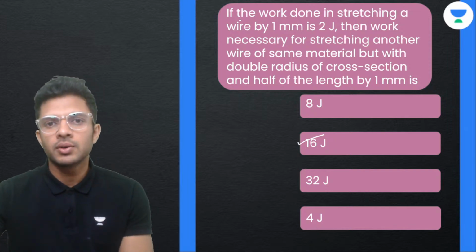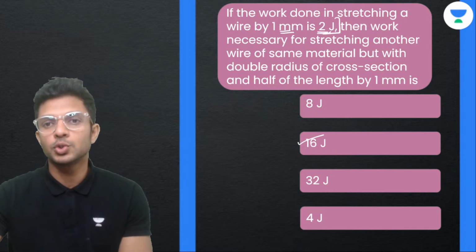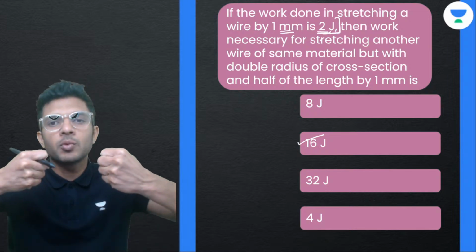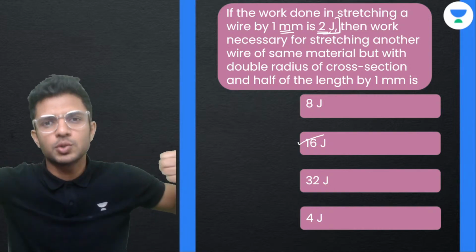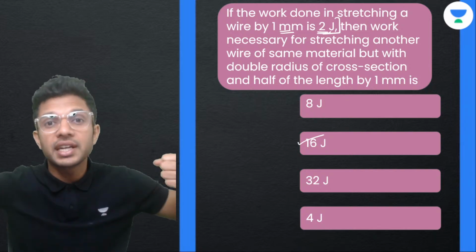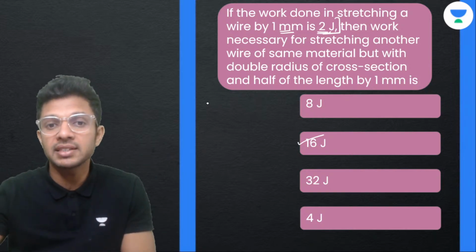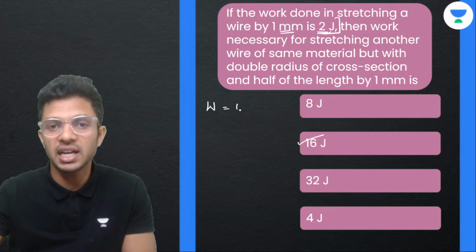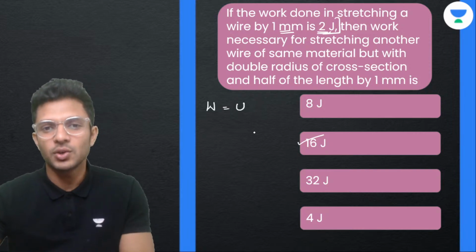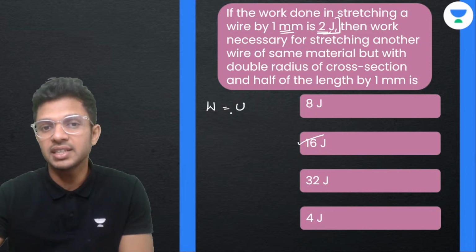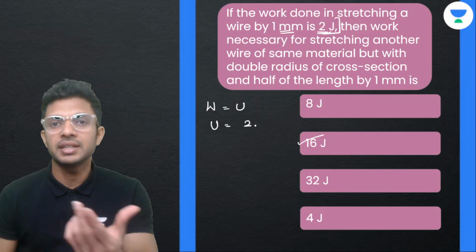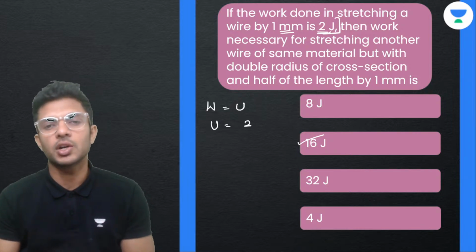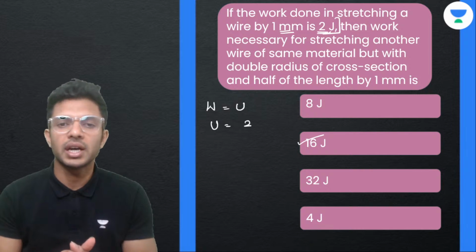Okay. Now, the question here is, if the work done in stretching a wire by 1 millimeter is 2 joules. Tell me, what will happen to the work we do in stretching a wire? Whatever work we do in stretching the wire, we are doing work by pulling it like this, right? Whatever is the work done, it will be stored inside the body as its potential energy U. So work done is equal to potential energy, and this value is given as 2 joules. So when it is said that work done is 2 joules, it means that the amount of potential energy stored inside this wire is 2 joules.